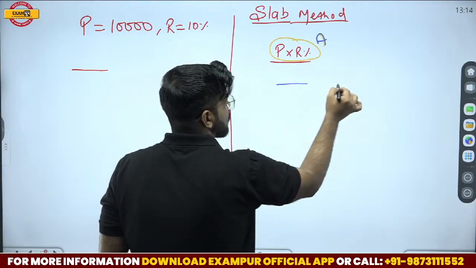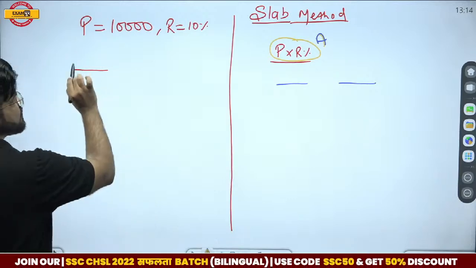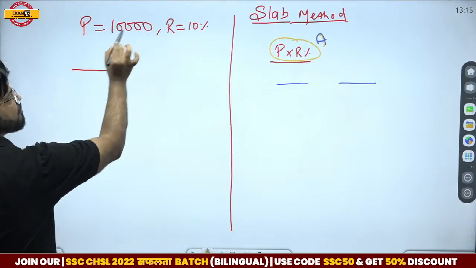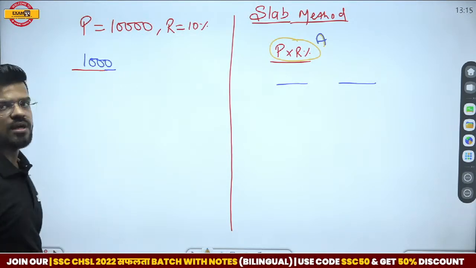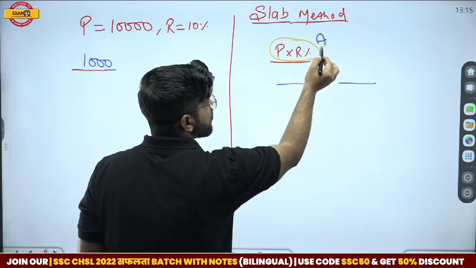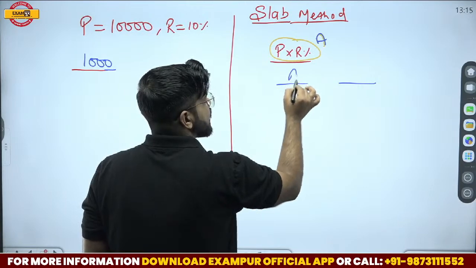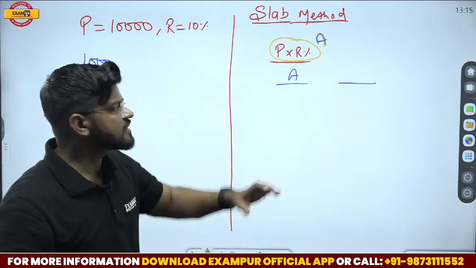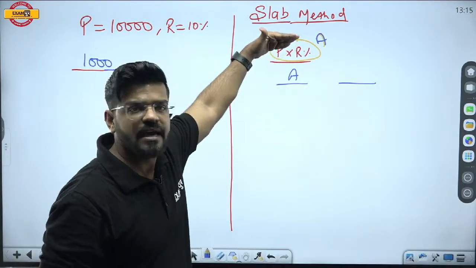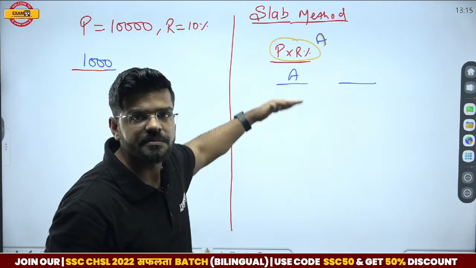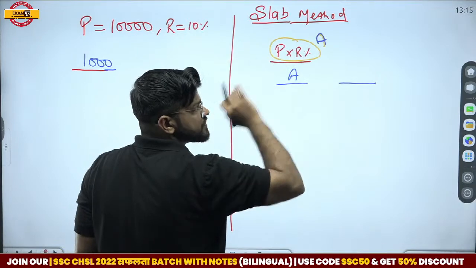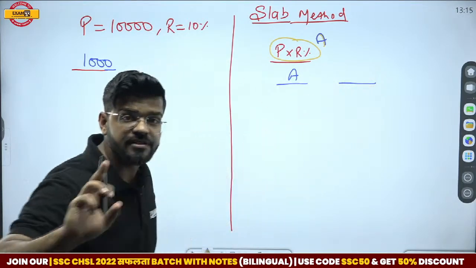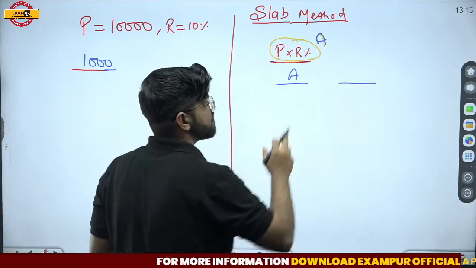Now if I talk about the second year, here R%, 10% of P is what? 1000. 10% of P is what? 1000. Now here A is as it is. Once we have calculated, we are going to take A only here, which is nothing but the R% of P. Same amount, if the rate of interest is the same for the second year.